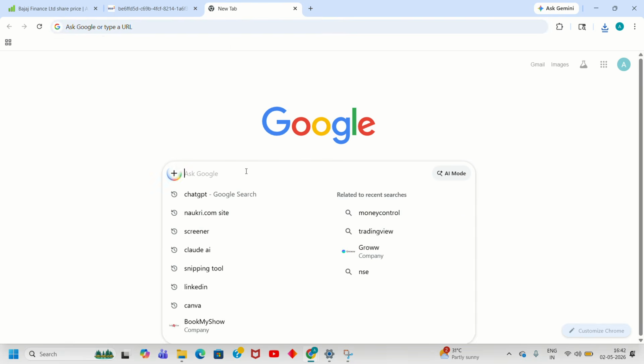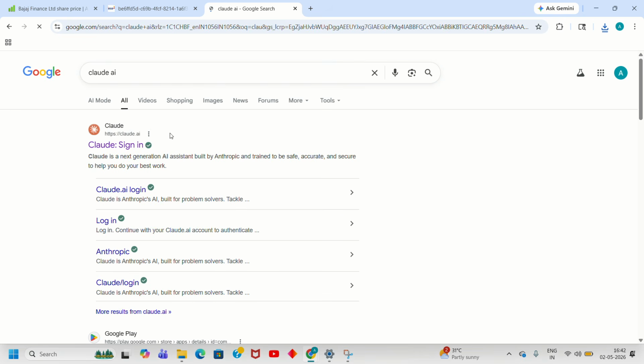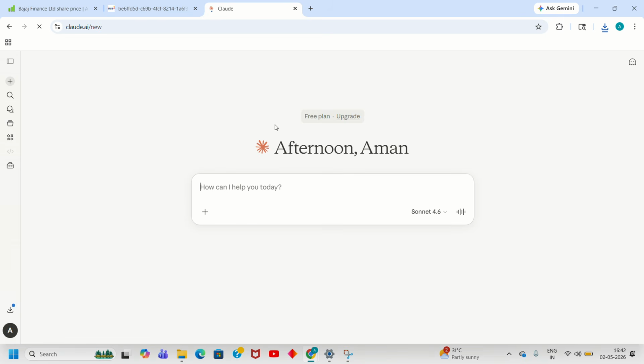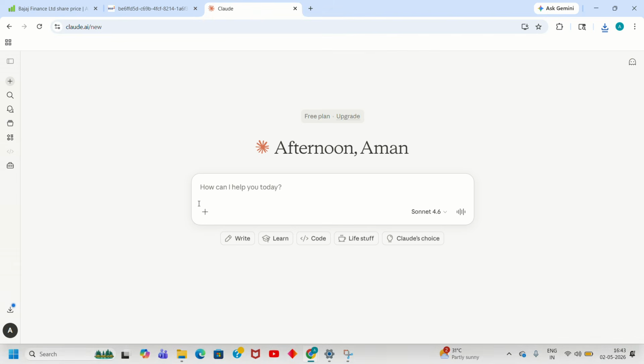Now what we will do, we will be going to Claude. Now sign into Claude. I have already signed in. Now we will be taking that file. Hopefully the file has been downloaded. Yes. Now we would attach that file here.